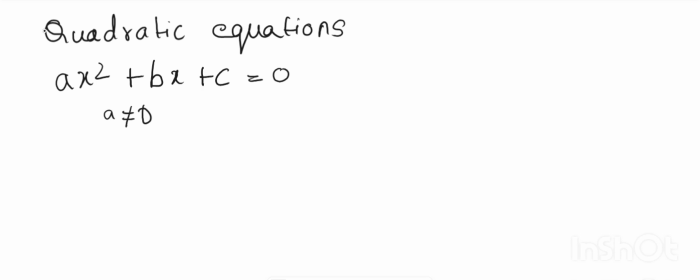A quadratic equation is simply an equation where the highest power of the variable is 2. The general form is ax square plus bx plus c. This is a quadratic polynomial of the form ax² + bx + c, and we should make sure that a is not equal to 0. A quadratic equation in the variable x is an equation of the form ax² + bx + c = 0, where a, b and c are real numbers.